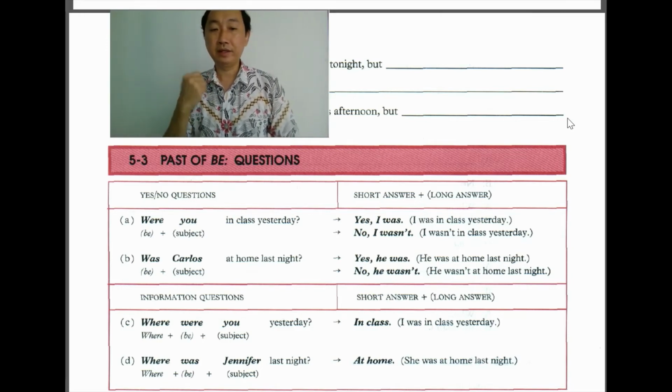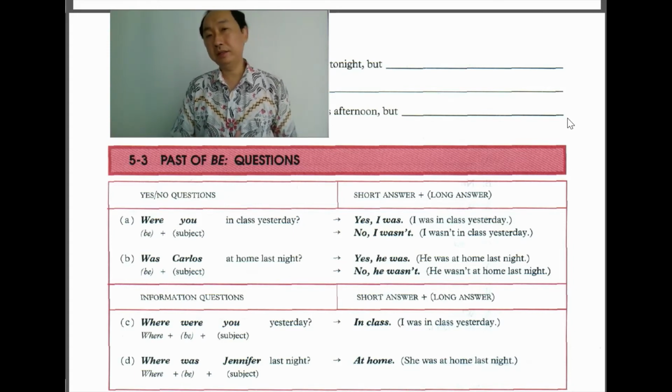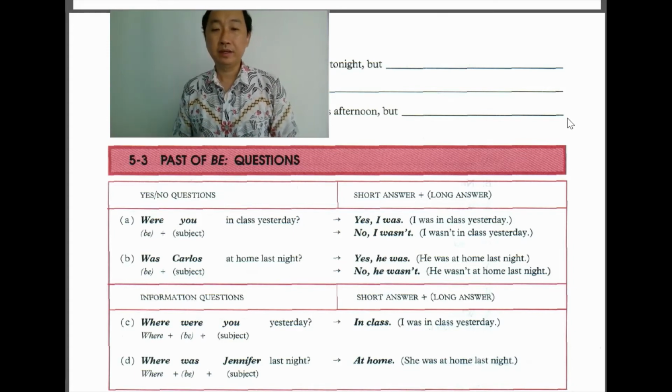Okay, and were you in class yesterday? Was Carlos at home last night? So the structure is was or were plus subject and then plus complement. And the answer: yes, I was or no, I wasn't; yes, he was or no, he wasn't. And then for the WH questions: where were you yesterday? In class. Where was Jennifer last night? At home. So remember the patterns, remember the rules, and this is not very complicated.